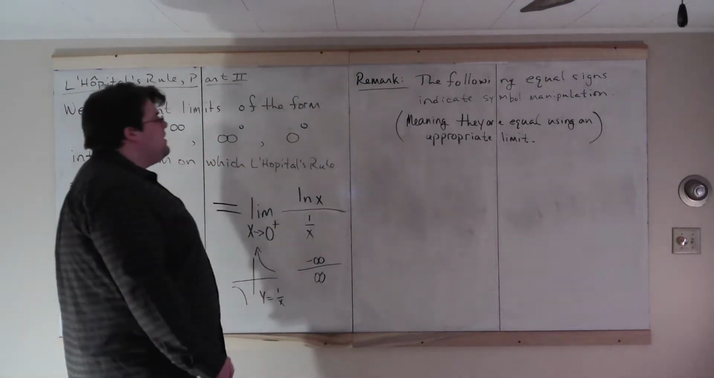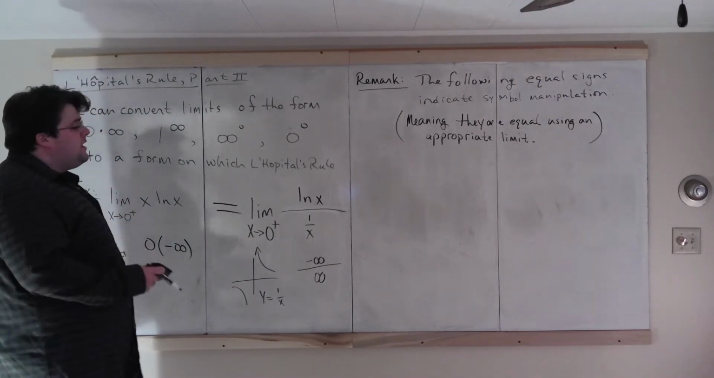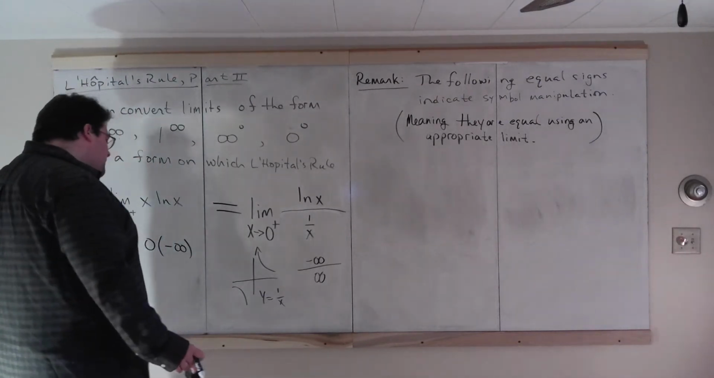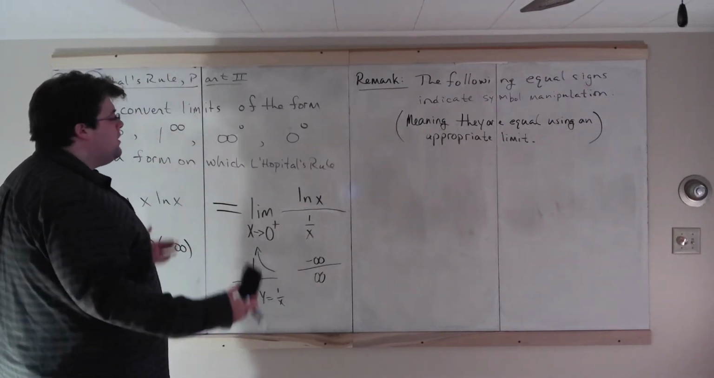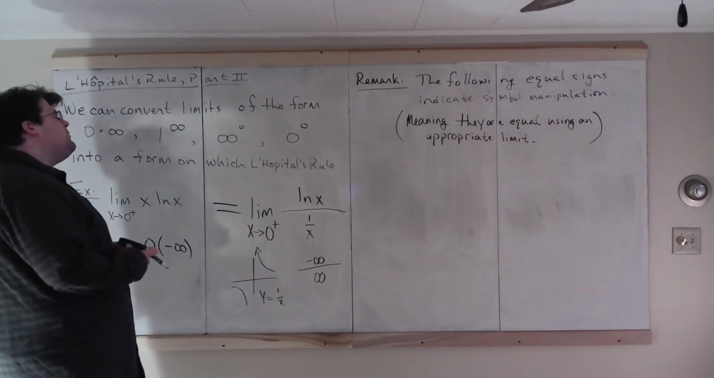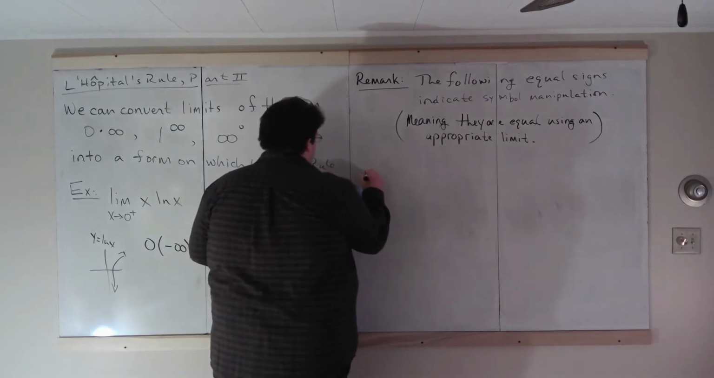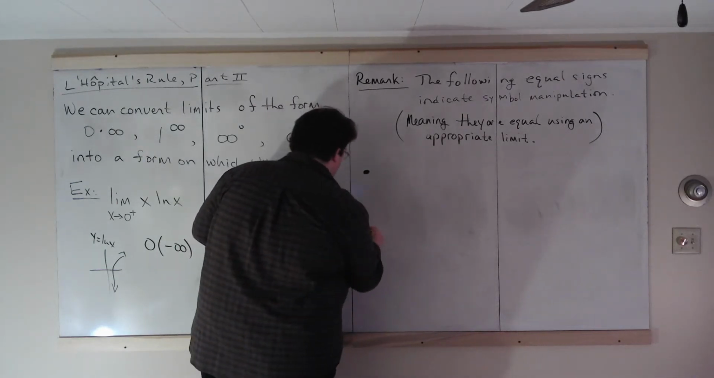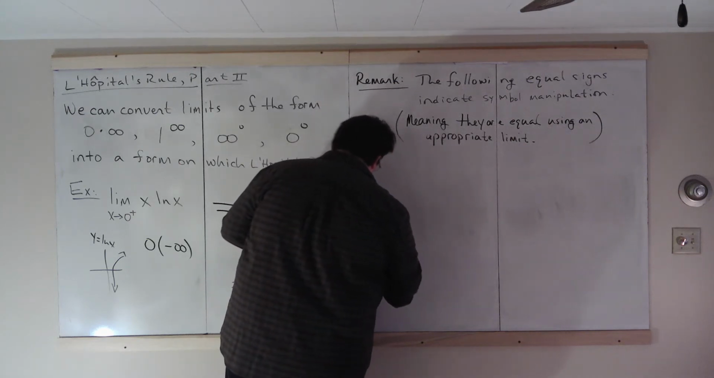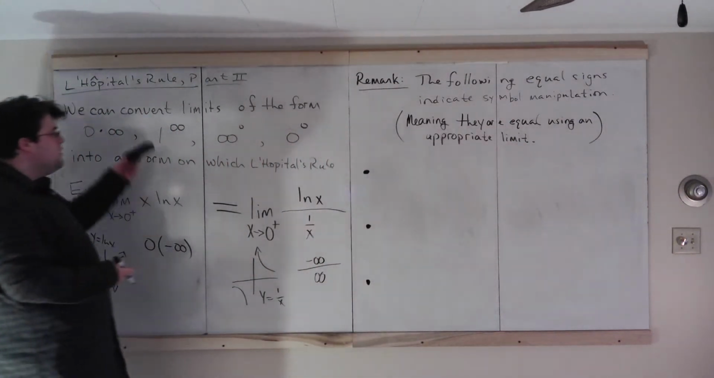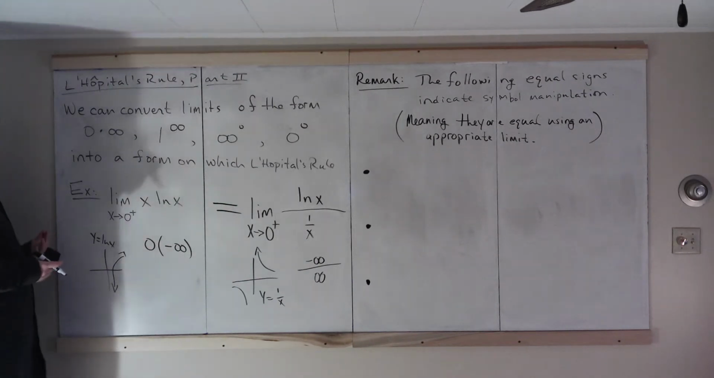Remark. The following equal signs indicate symbol manipulation. Meaning, in the limit, they are equal, but if I threw limits on everything, it would look much more confusing than it would if I don't throw limits on everything. So I'm just going to say that these are all symbol manipulation. And they're to illustrate how we can turn one of these three into a form on which L'Hopital's rule applies.